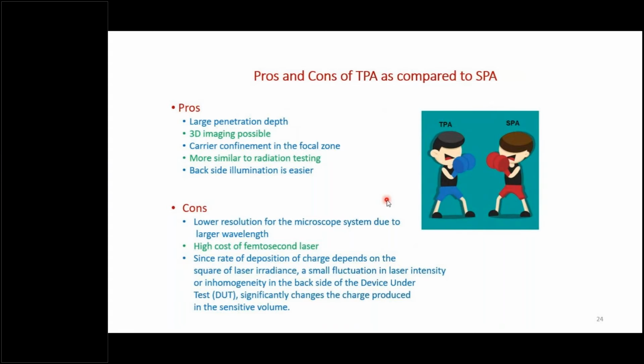And then the other thing is that the backside of the device should have a mirror-like finish. There shouldn't be any inhomogeneity or non-uniformity, because the dependence on the square of the intensity would cause some non-uniformity in the beam. So I have to make sure that it's all flat and the beam is sitting flat on the backside so that it doesn't create any non-uniformity due to the dependence on the square of the intensity. If there is non-uniformity, it could significantly change the charge produced in the sensitive volume. So that is a factor that needs to be considered.